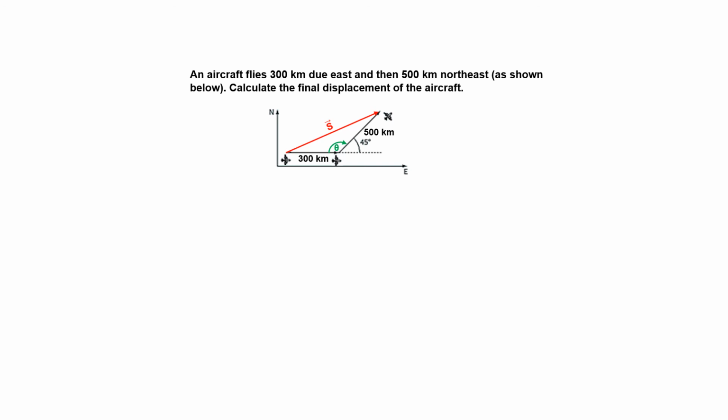Looking at the figure, we see the angle theta plus 45 degrees is 180 degrees. Then theta equals 135 degrees. The angle opposite to the resultant vector is theta. Take the law of cosines and perform the calculations.